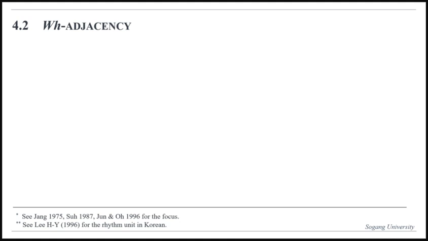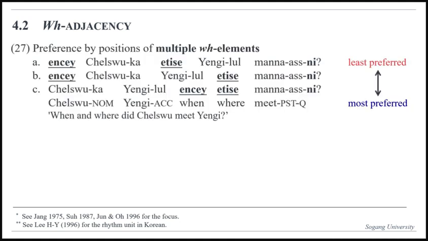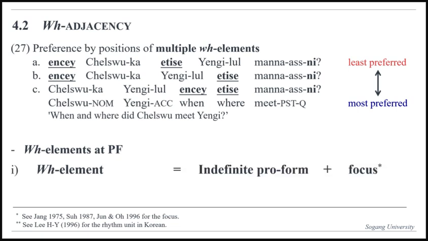Now, let me recall the results from the multiple WH elements. The most preferred WH question is 27C. The two WH adjuncts are adjacent to each other. To explain this, I'd like to talk about some characteristics of WH elements. First, a WH element is considered as an indefinite form with a focus. And as mentioned, it should agree with a Q marker to get a sentence final intonation.